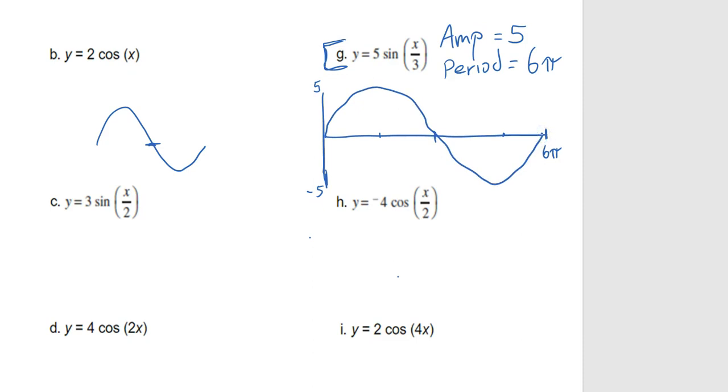Okay, so I'm nearly all done with my graphs. They're quite simple once you've got the amplitude and the period. I've just got to label some other points. So I normally label where it cuts through. So that would be half of 6 pi, which is 3 pi. And if you want to as well, if it's not going to cause too many issues, you can label a few other ones as well.